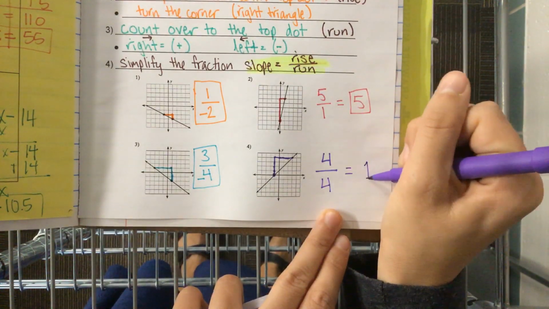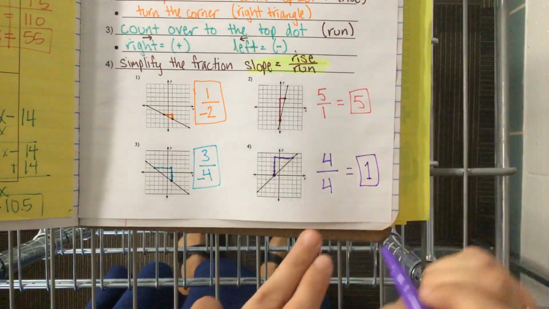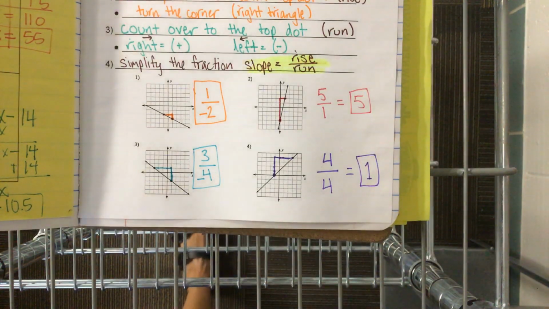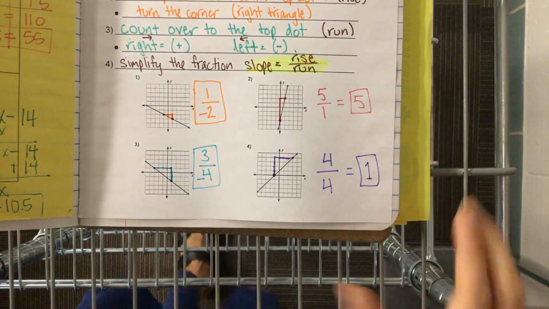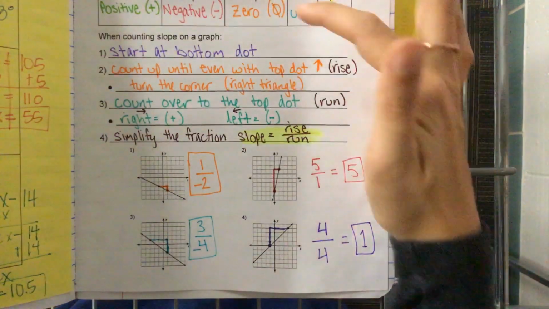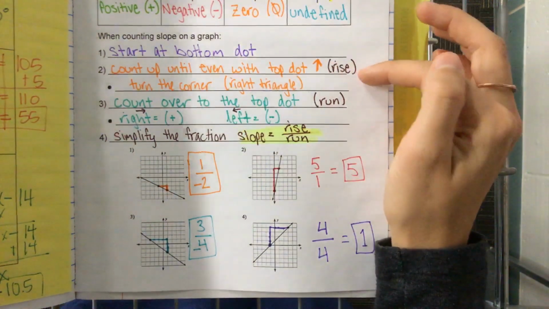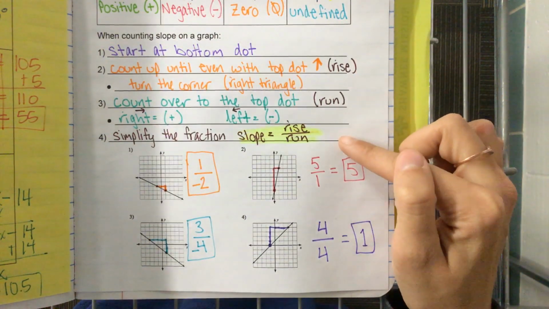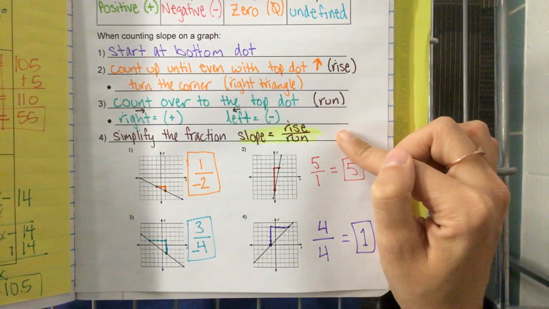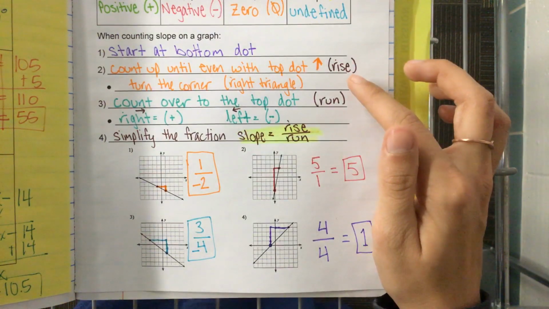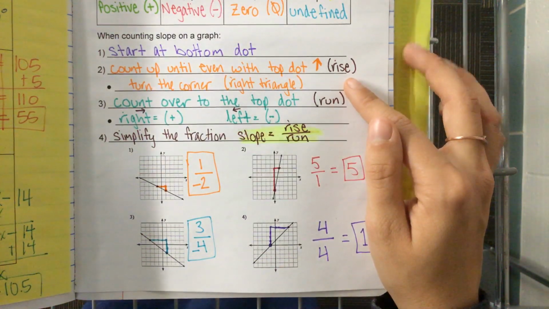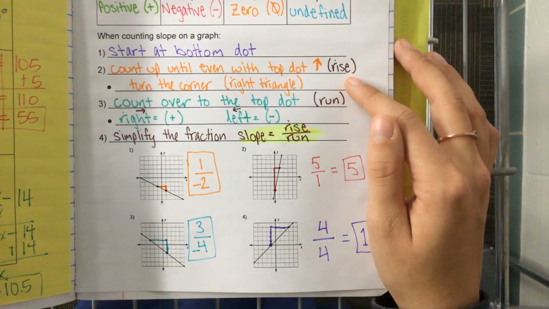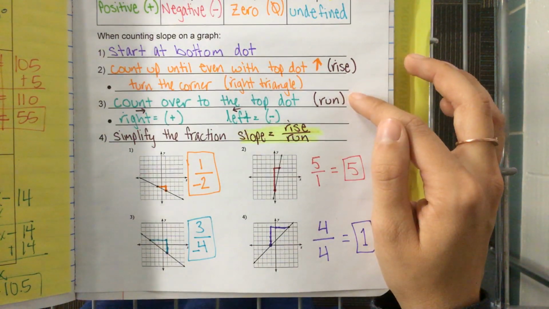So again, the steps are to start at the bottom dot, count up until even with your top dot. That number is going to be your rise. It's going to go into your numerator because slope is rise over run. You'll turn the corner to make our right triangle. You have to be drawing these right triangles. Count over to the top dot, and that's your run. If you go to the right, it's positive. If you go to the left, it's negative. Then you simplify your fraction using your calculator.